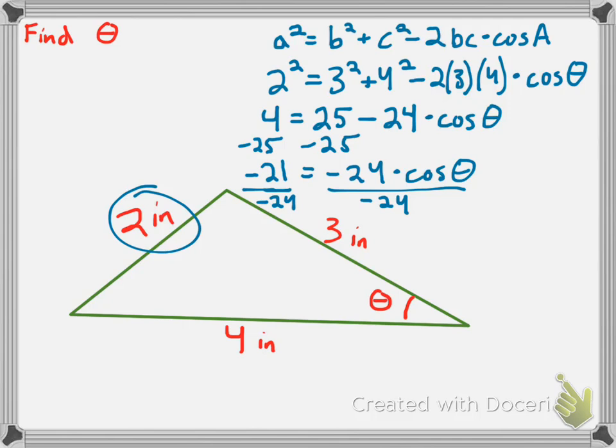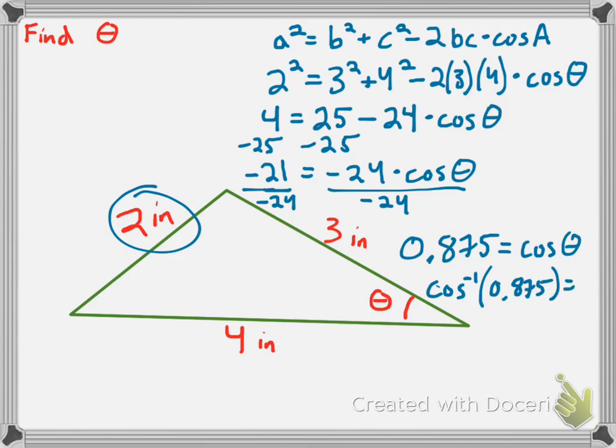Let's put that into the calculator. And I got that it is equal to 0.875, and that is equal to cosine of theta. And the very last step is we need to find theta, so we're going to use inverse cosine. So inverse cosine of 0.875 is equal to our theta.